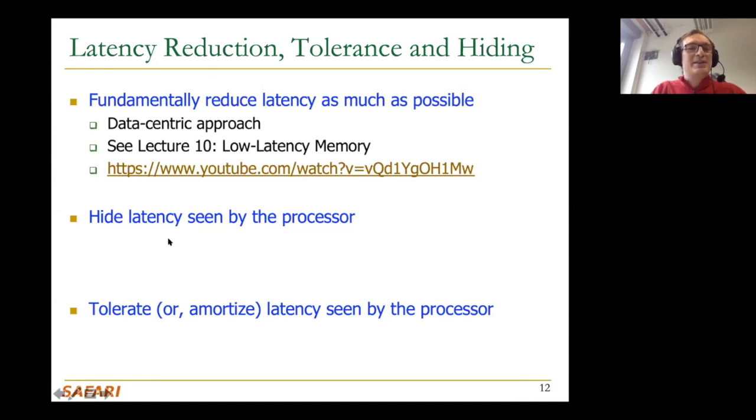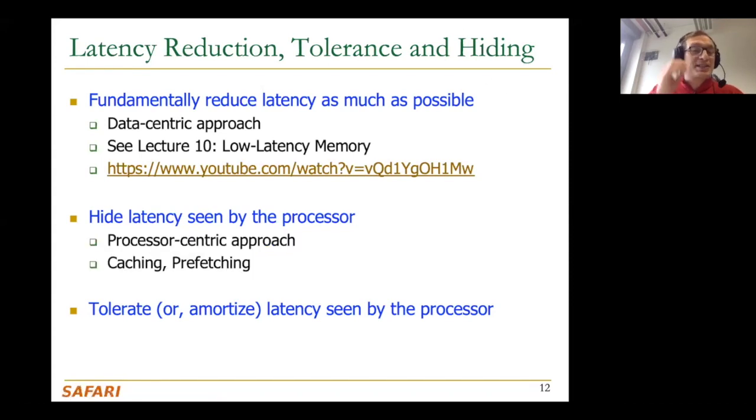Hiding latency, on the other hand, which is the third one over here, you may try to hide the latency seen by the processor, right? Basically, you may still have very long latency to get data from memory, but the processor doesn't see it. Why? Because you design caches, for example, and the next time you access the same data in the cache, it hits in the cache. As a result, the processor doesn't see the latency the second time.